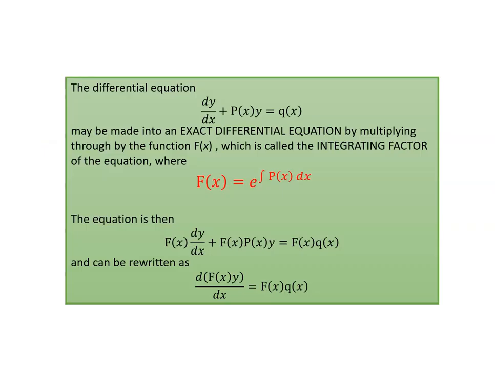So, what we've seen is that the differential equation dy by dx plus p of x times y equals q of x can be turned into an exact differential equation if we multiply each side of the equation by f of x, where f of x is e to the integral of p of x, and then the left-hand side of the equation becomes the exact derivative of f of x times y.